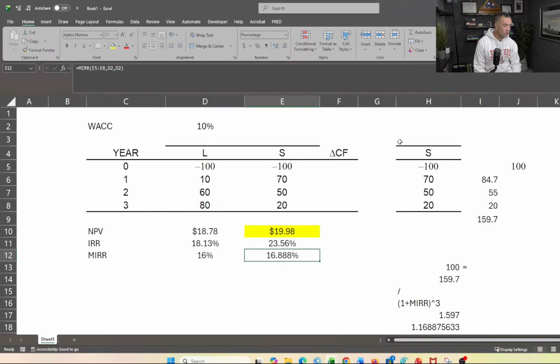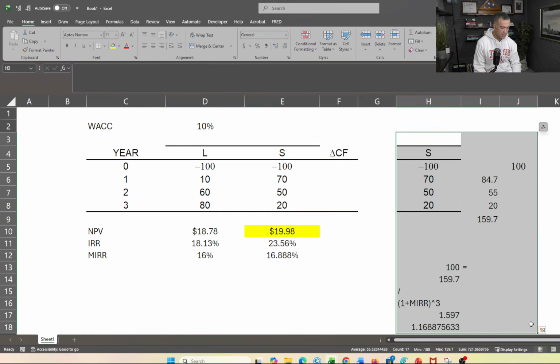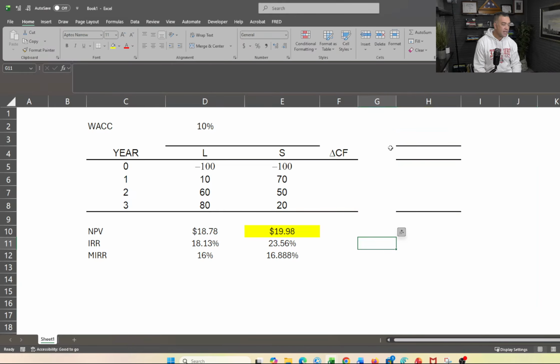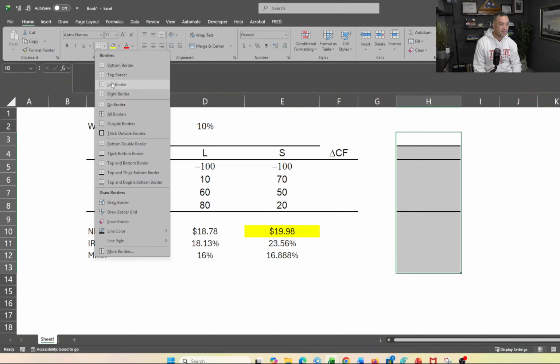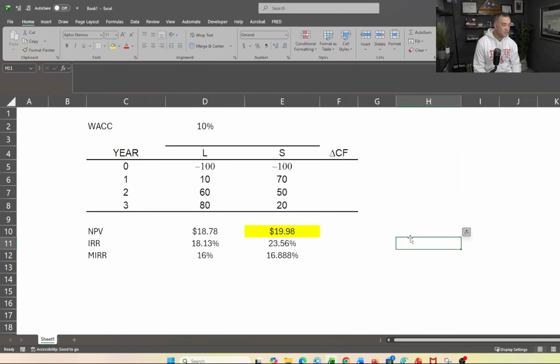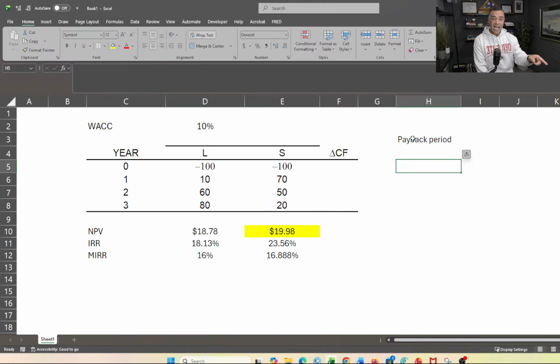Next one we want to do, and I'm going to delete all this, so I make sure you understand it. Next one we want to do is what about the payback period? That's the next method. The payback period is very simple. So I'm just going to do that up here for both. The payback period is we want to know in what year are our cash flows going to pay off the original cost. So let's do this. And what we want to do is we want to add it up.